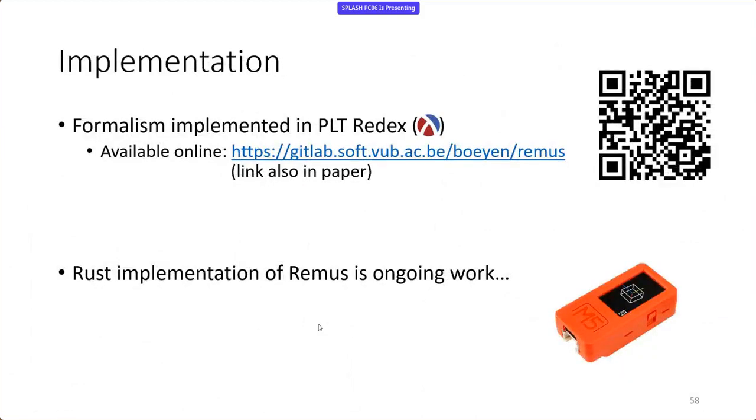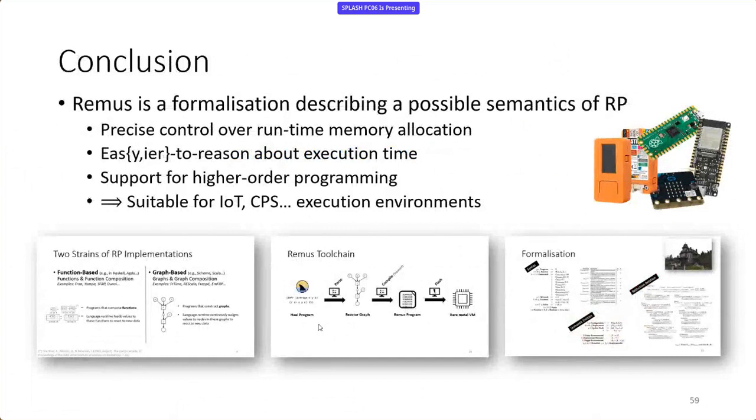Something else, implementation. The formalism is available online. I've implemented it in PLT Redex. You can just go on our GitLab, clone the repository and play around with it if you want to. The link is also in the paper. But something else that a student of mine is doing right now: she's trying to implement the formalism for real, not in PLT Redex, but in Rust. Currently I can't show you because the battery of this thing is dead. But there is an actual implementation of Remus running on this thing, just not right now because of the battery. So yeah, that's in short everything I wanted to talk about.